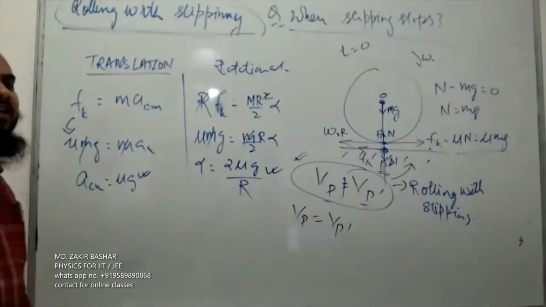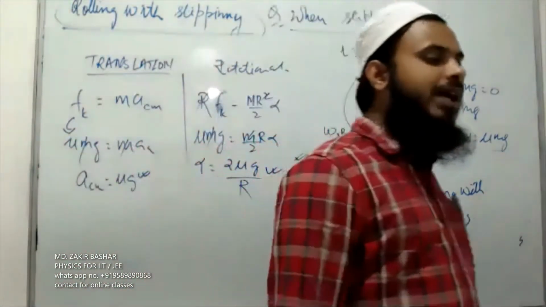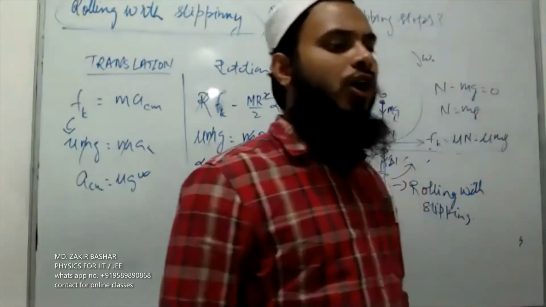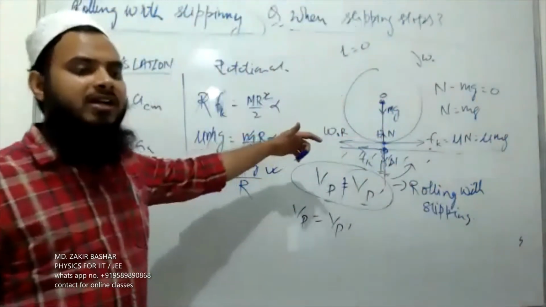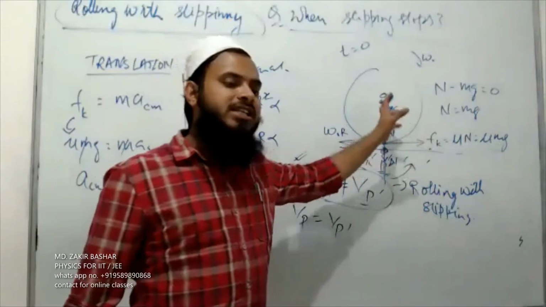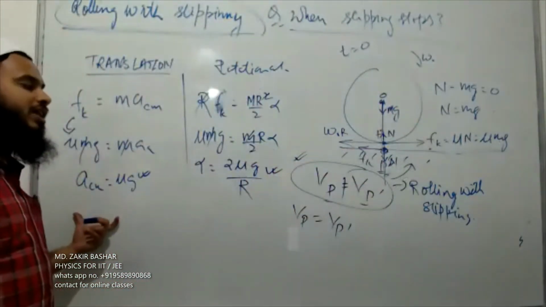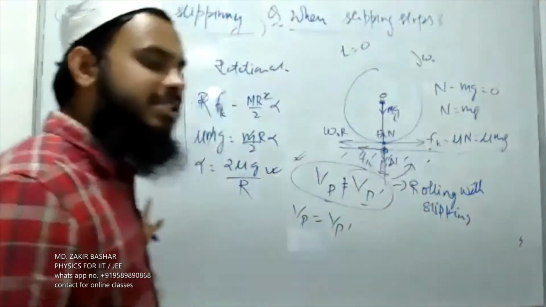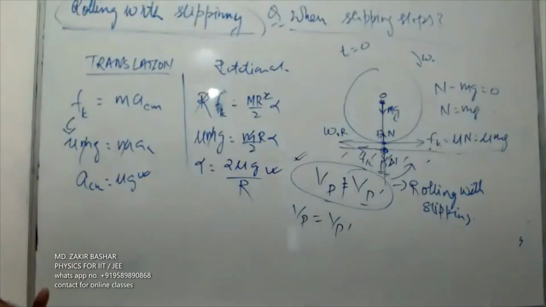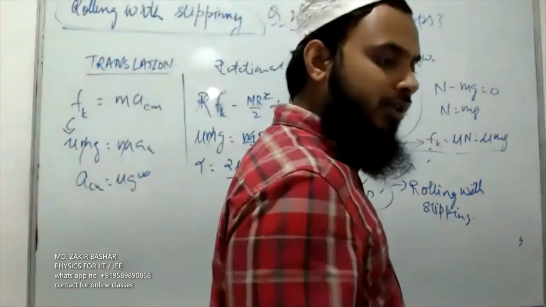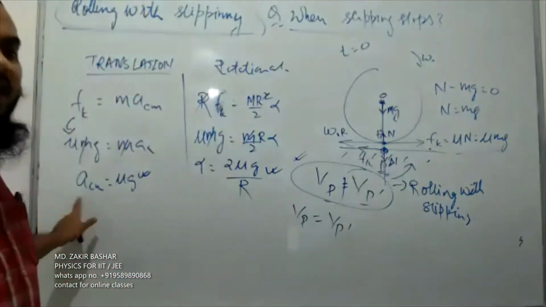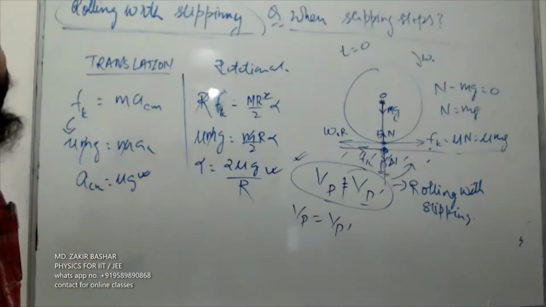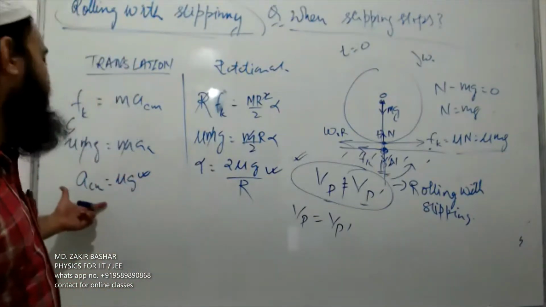Now see, I am assuming that after time t, the slipping stops. When Fk is acting, this disk has acm and is doing translational motion, as well as rotational motion. Once again, this disk is doing translational as well as rotational motion. This acceleration is the translational acceleration, and this is constant.